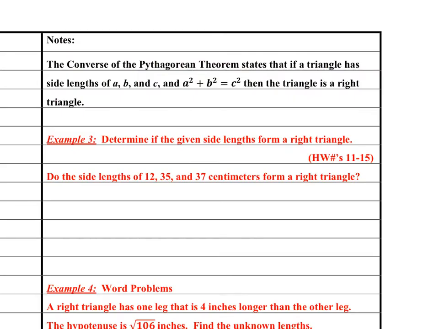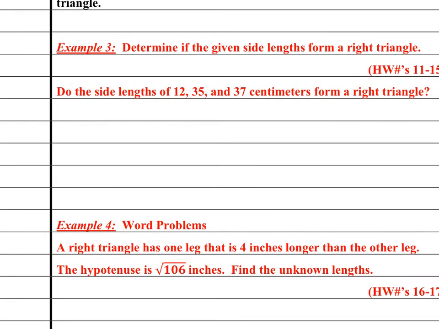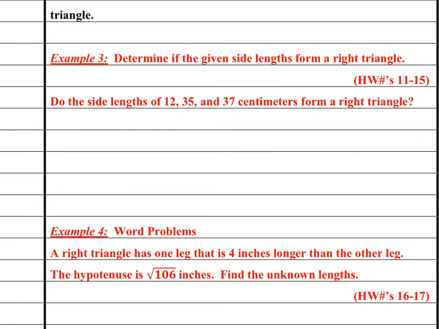So the converse of Pythagorean theorem: if a squared plus b squared equals c squared works, then it's a right triangle. So the longest side has to be c. The other two sides are a and b. I've got 12, 35, and 37. Do not assume that they're a right triangle. We've got to figure it out. We're going to test it.